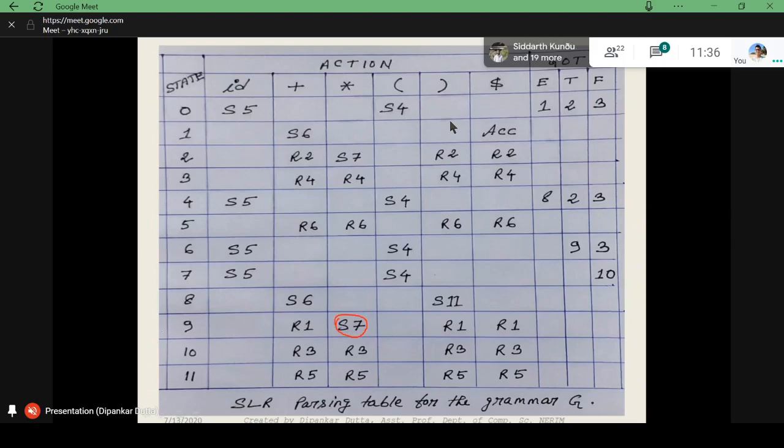9 star. And the rest, these are R for the reduce and this S7 for the shift. That means for a particular row, all the rules can be applied.